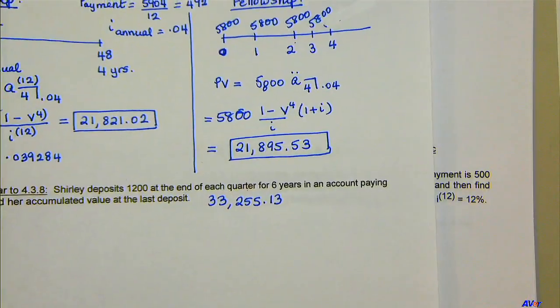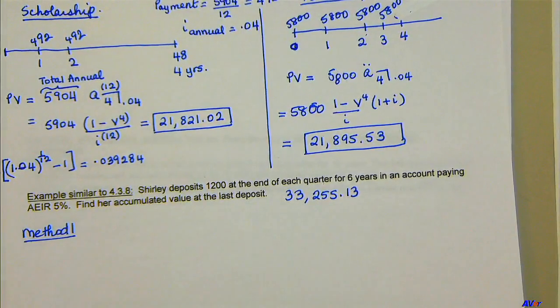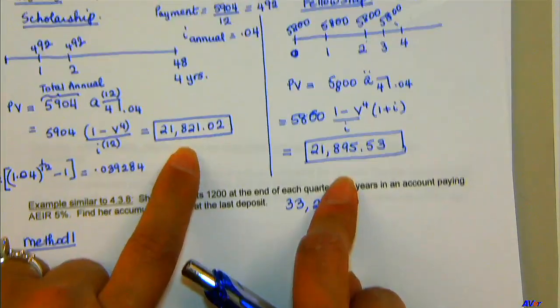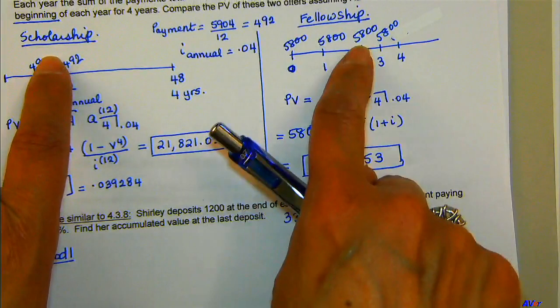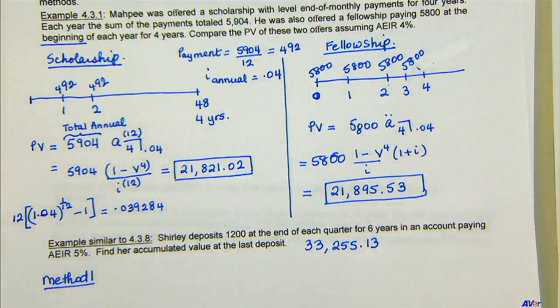Question. Does it matter that the two answers are kind of different? What two answers are different? Yeah, these are two different things. One is a scholarship and one is a fellowship, and they are not meant to be equal. It's just saying find the present value of each. Yes, that's okay.